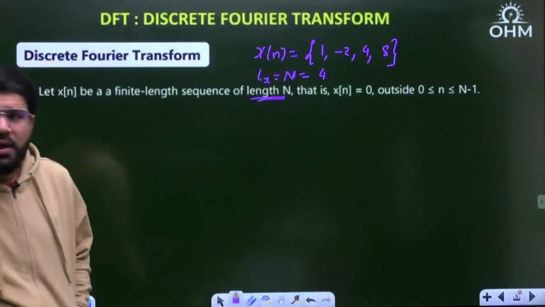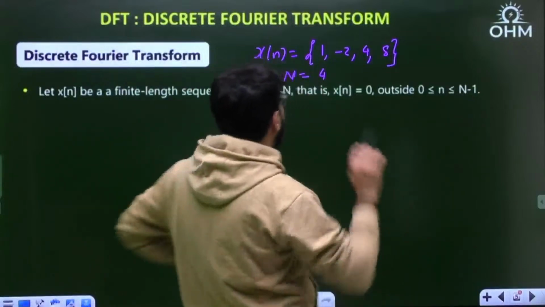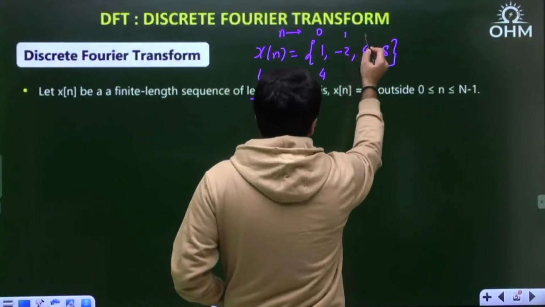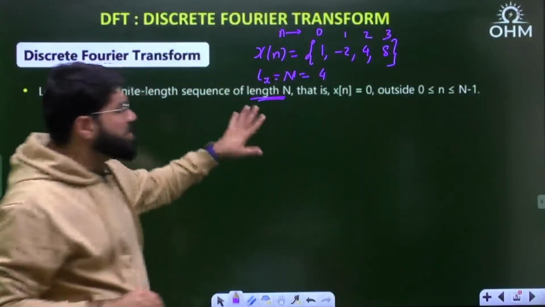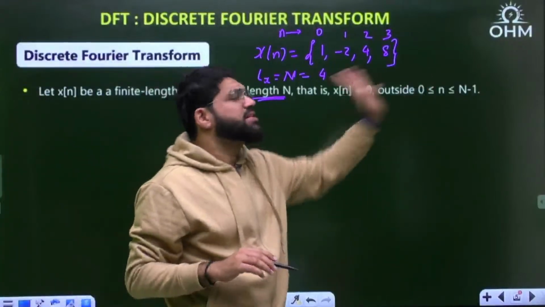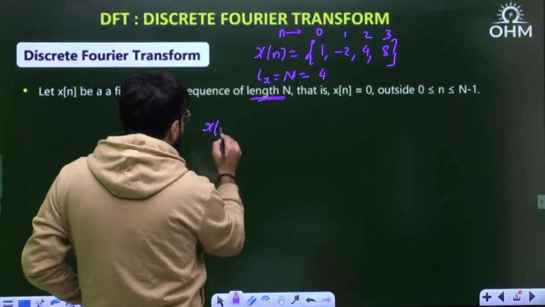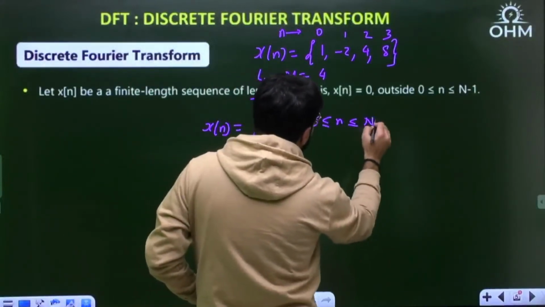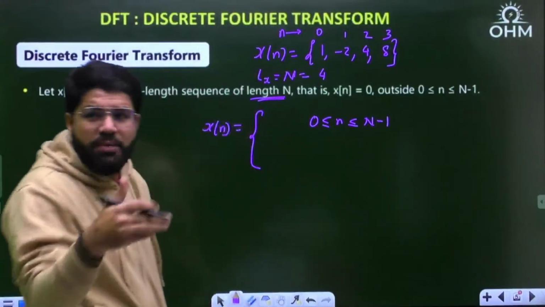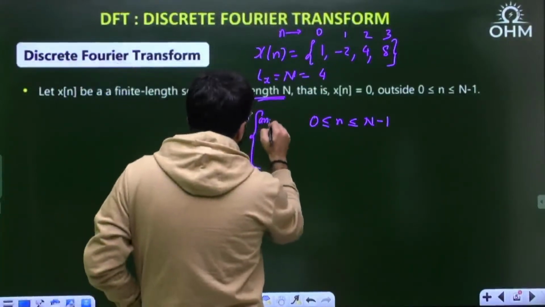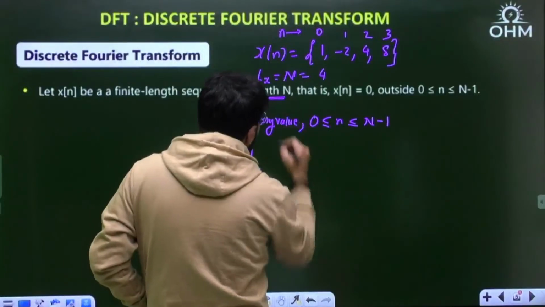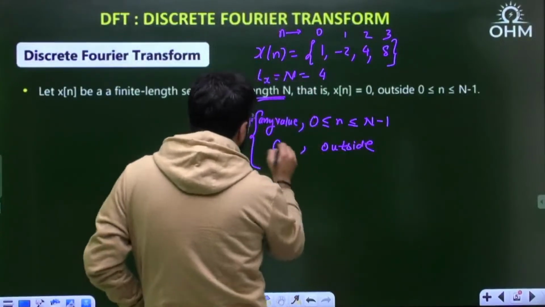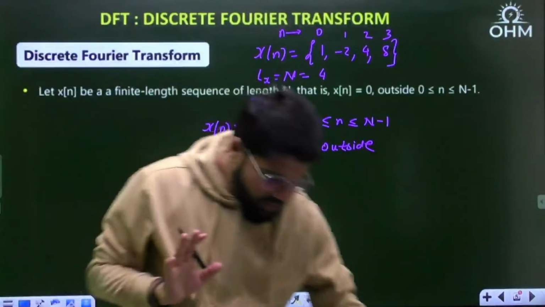When I'm taking a signal of length 4, I will start the signal from the origin, that is n equal to 0, 1, 2 and 3. So considering any signal x[n], within this interval the signal is defined. Not only does it have the length N, but it is also defined only from the origin to N minus 1, where it can take any value. I don't specify anything here. It could take any value in this interval, but outside this interval the value of the signal is 0. So it has the length N. That is number 1 point.